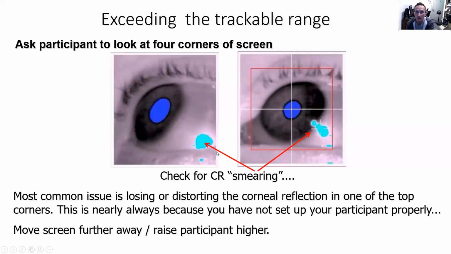Or you can lose it completely. So here the CR is no longer being detected at all because it's fallen right off the cornea onto the sclera, and you can't see it. Or the camera can't compute its center.